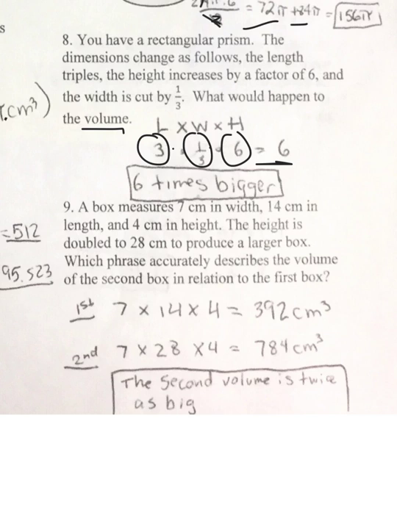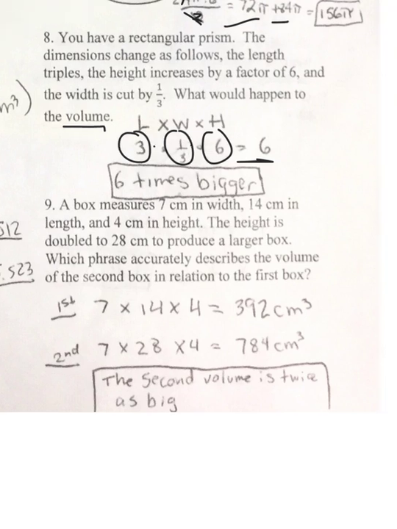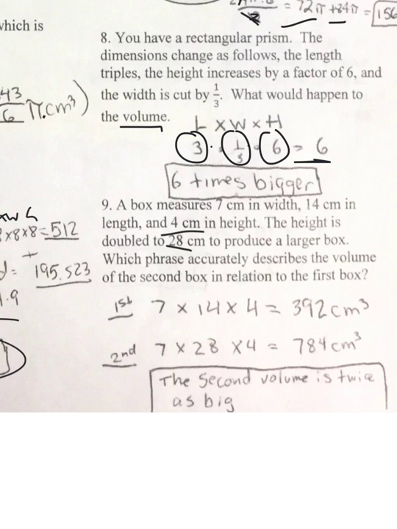A box measures 7 centimeters in width, 14 centimeters in length, and 4 centimeters in height. The height is doubled to 28 centimeters to produce a larger box. Now, there's a slight typo here, and there's one of 2 ways to do this. Obviously, the height being 4, if you double it, does not give you 28, right? So I just assume, because 28 is double of 14, that we double the length. So you'll notice in what I wrote originally, it says 7, 14, 4, then 7, 28, 4.